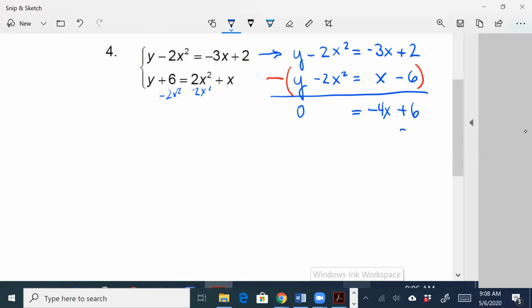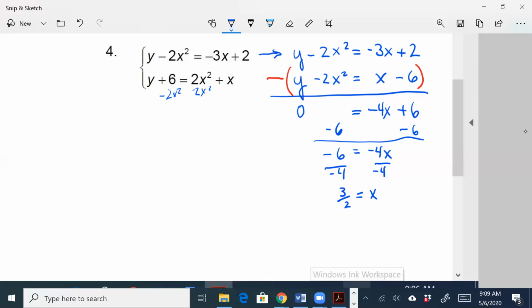Then I'd subtract 6 from both sides, so I get minus 6 is equal to negative 4x. And then divide by negative 4. A negative divided by a negative is positive, and 6/4 simplifies to 3/2.